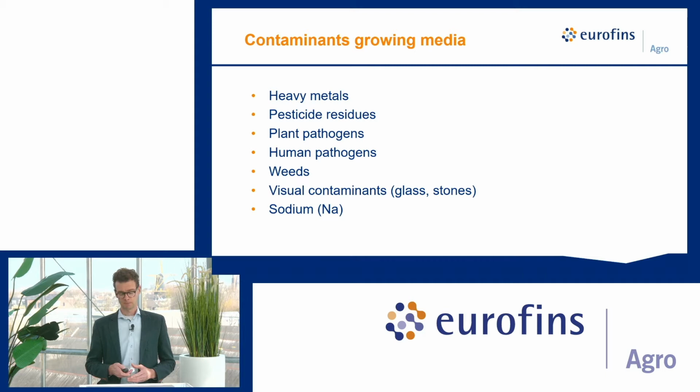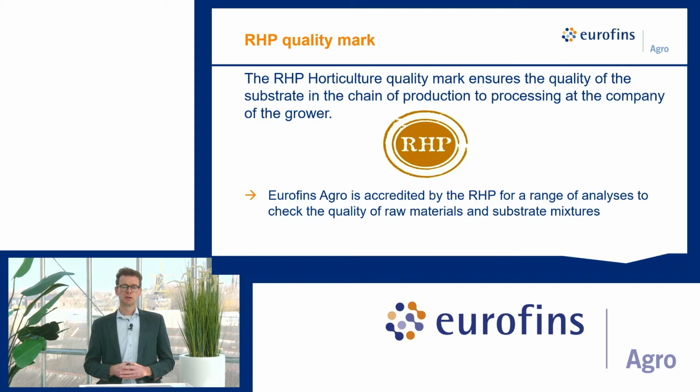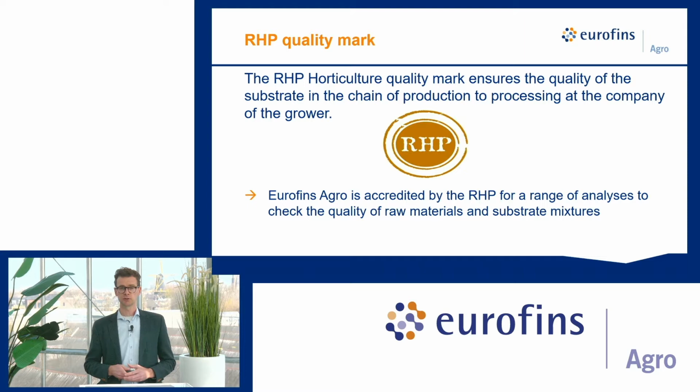To check the quality of the raw materials and substrates, there is the RHP quality mark. They ensure the quality of the substrate in the chain of production to processing at the company of the grower. And Eurofins Agro is accredited by the RHP for a range of analysis to check the quality of the raw materials and the substrate mixtures.